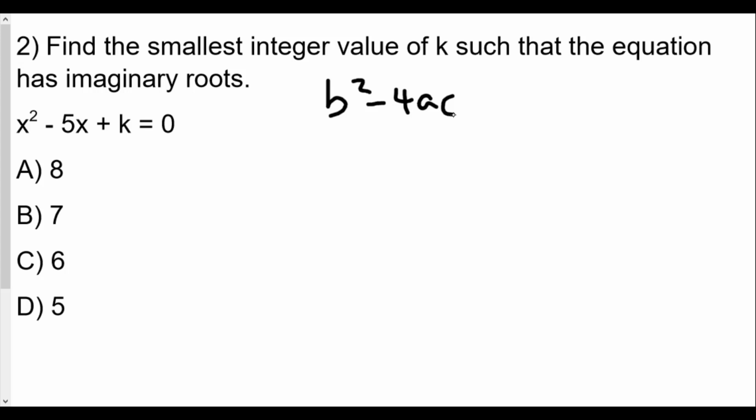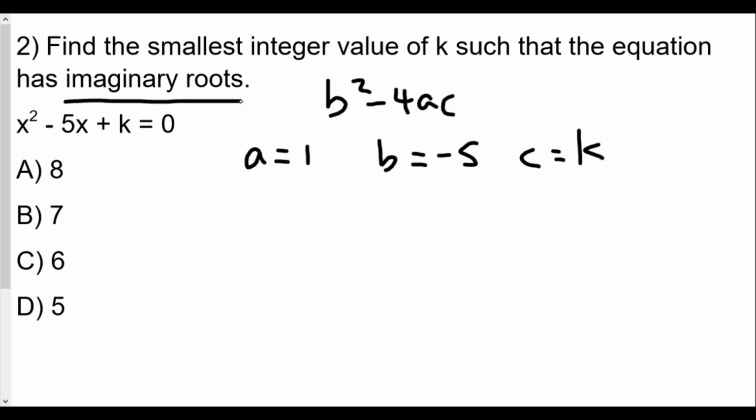So we take a look at our a value, our b value, and our c value. Our a value is 1x squared, so it's 1. Our b value is negative 5. Now the confusing part is the c value. The c value is the letter k, not 1, but k. Sometimes students are like, oh, let's put 1 there. No, we don't know what the number is, so we have to figure it out. We're going to plug the A value, the B value, and the C value into our discriminant. By the way, for imaginary roots, this discriminant has to be less than 0.